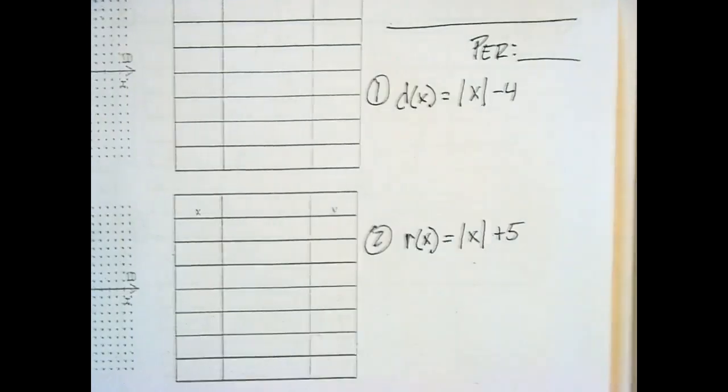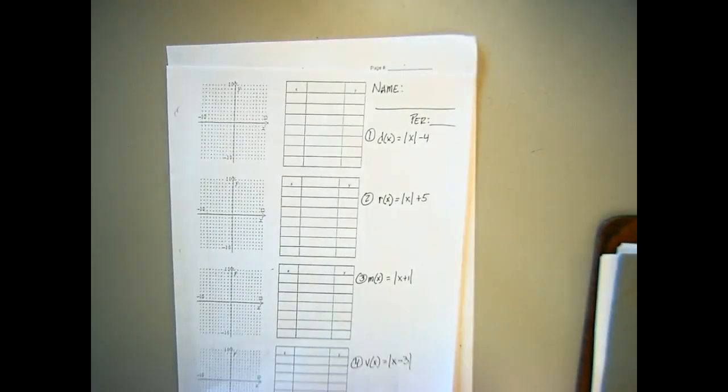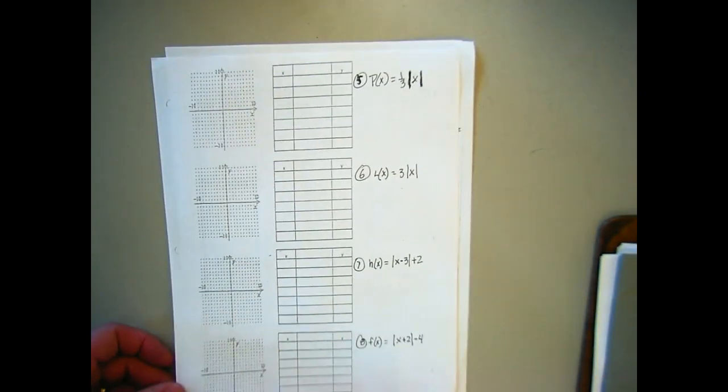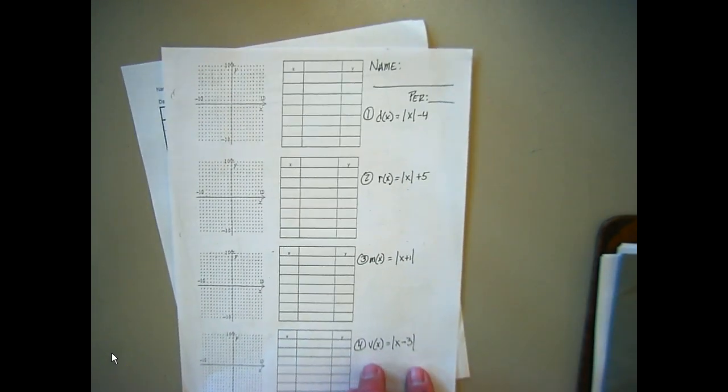Okay, your assignment: you got 1 through 4 on the front, and then you have 5 through 8 on the back. Notice those A shifts. Make sure you ask some questions if you need help. Identify the vertex in your table, please.